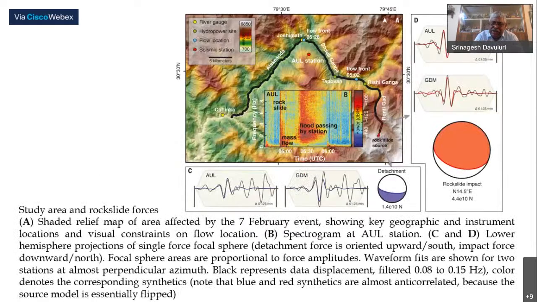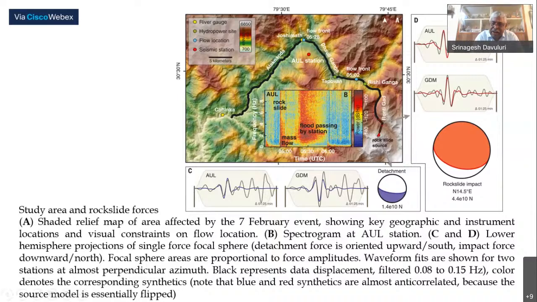And this is the displacement seismogram which we had to pick up, especially the fall of that 29 million cubic meters of material which fell onto the ground about 500 meters. So we had to model for this and see how the detachment plane looks like. And we took the seismograms at Auli and GDM. This is the spectrogram of the Auli station, and the lower hemisphere projections of a single force focal sphere. That means we wanted to see the detachment force and the orientation, whether it is upward or downwards.